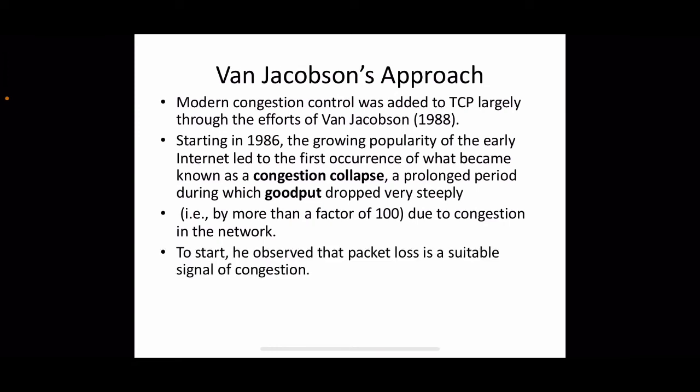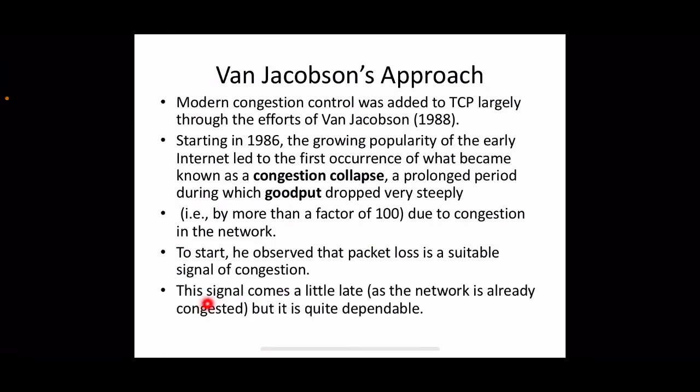network. To start, he observed that packet loss is a suitable signal of congestion. So how can the transport layer understand that there is congestion? Of course, using this packet loss. Definitely there are other reasons for packet loss, like errors due to communication channel link errors. In wireless networks, a lot of packets may be lost. That is why we add error control in the data link layer. Such errors will be masked by the data link layer itself. So if you look at the transport layer, we can say that packet losses are signals of congestion in the network.